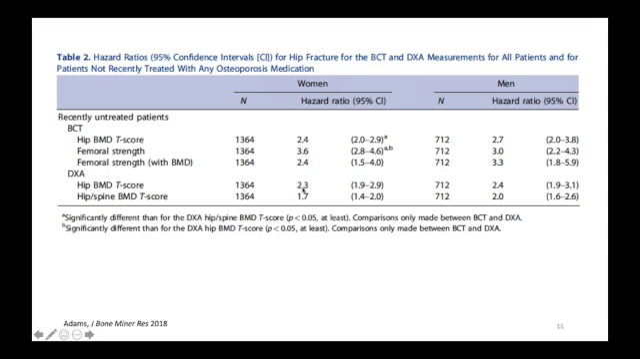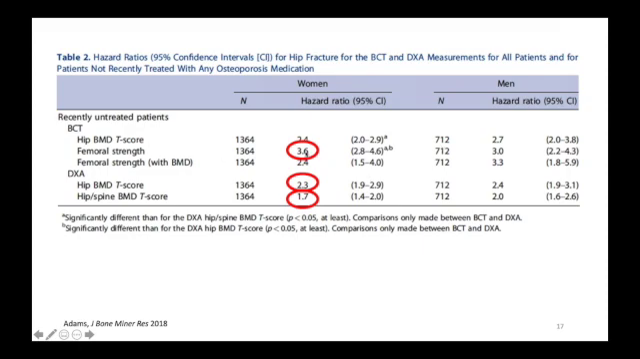So that means that patients, for a change in measurement here of, I believe this is per standard deviation, the risk would go up by a factor of 2. And that was the very same as what you see here for BCT T-score. So very nice correspondence there. If you look at the men, it's actually numerically higher for BCT for the men.